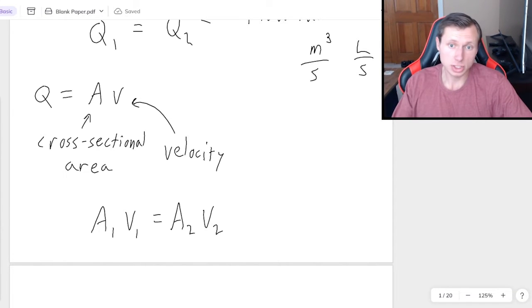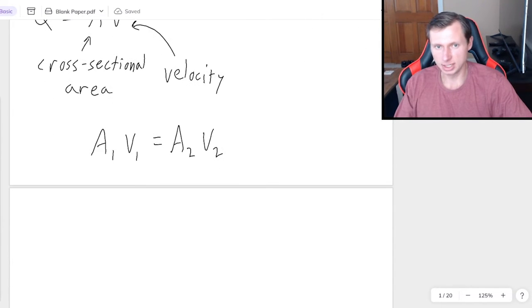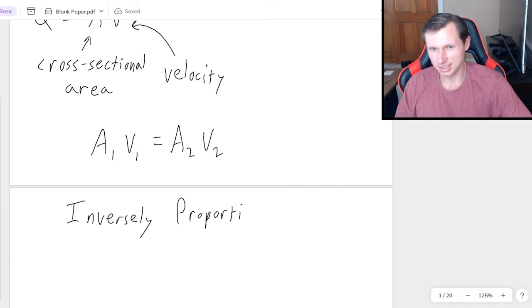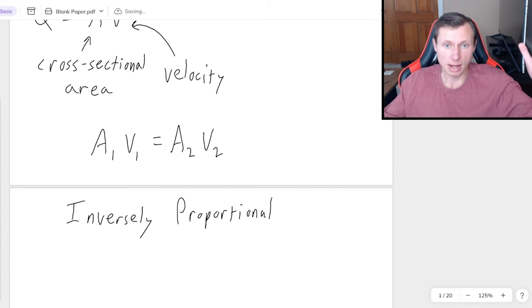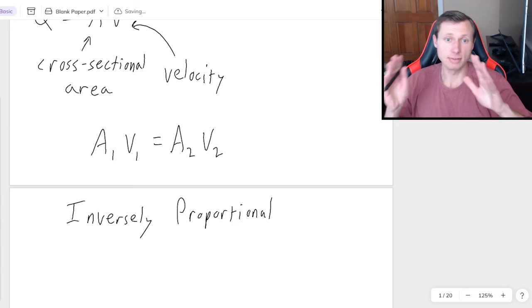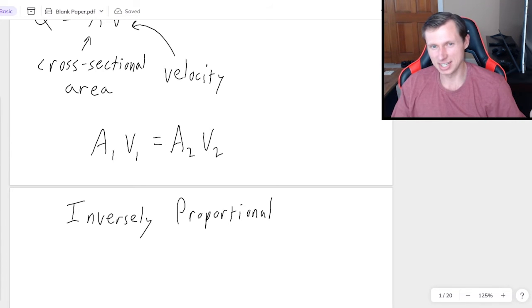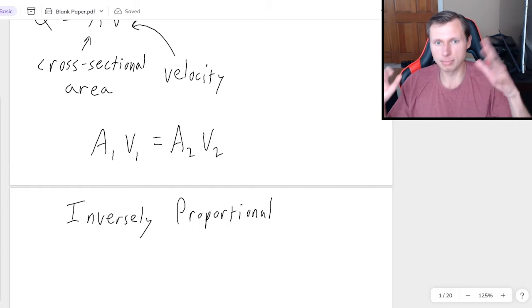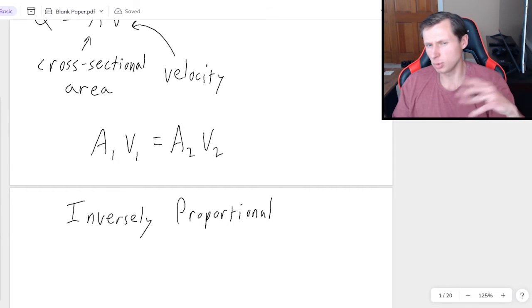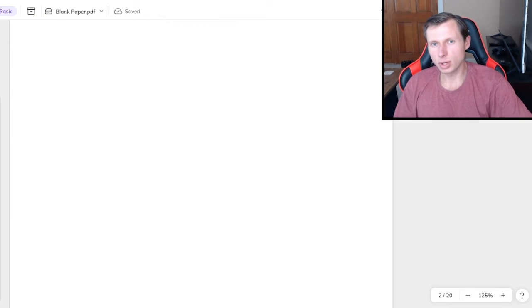And basically what you need to know is, because it's multiplication, A1 times V1, these two things are going to be inversely proportional. In other words, if I have a big area, I'm going to have a small velocity. And if I have a small area, I'm going to have a large velocity. And basically, we use this equation whenever we have fluids flowing from a big section of tube to a small section, or vice versa. And it's also used a lot in Bernoulli's principle, which I'll be covering in the next video. So now let's just do a couple practice problems with this, and we'll be on our way.